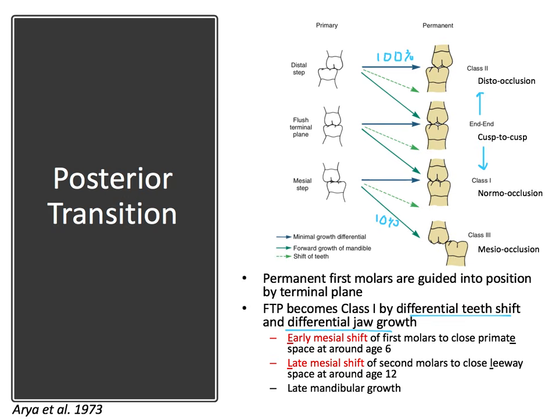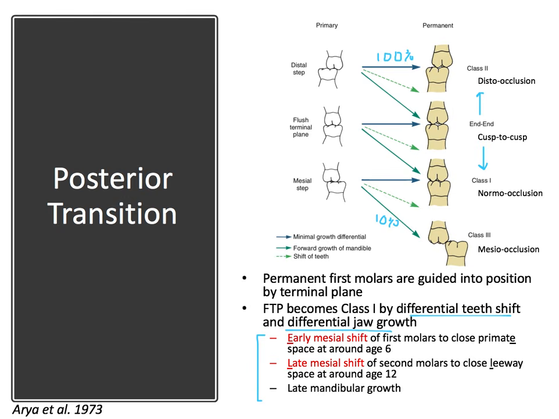And then we also have differential jaw growth. So the mandible grows forward relative to the maxilla later in life. And that's from that cephalocaudal growth gradient we talked about in the first video. And so if that lower jaw is growing a little bit more later in life, it's going to carry those lower teeth with it. So all three of those mechanisms, both tooth shift and jaw shift, are working to help that flush terminal plane get to our ideal class 1 relationship.